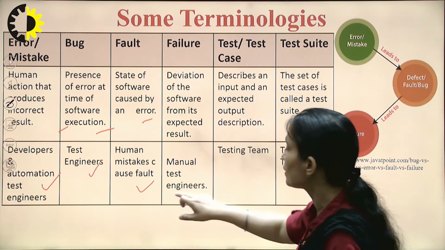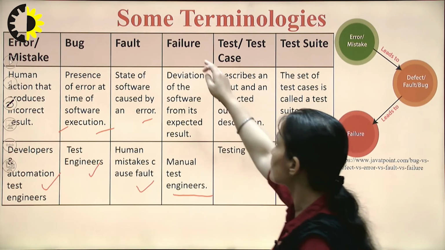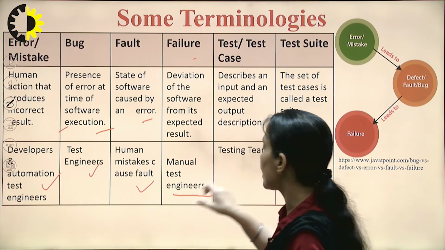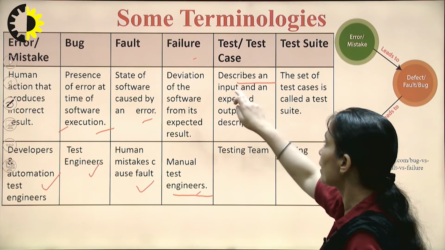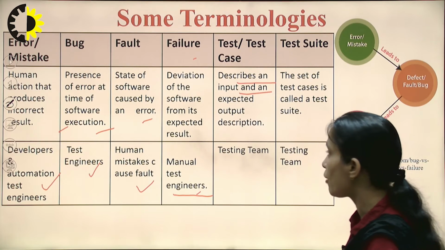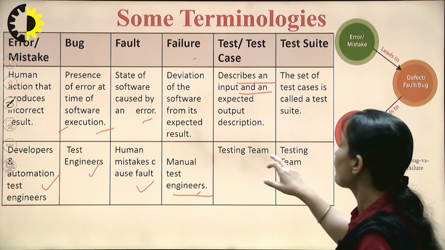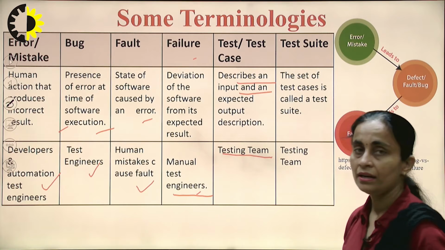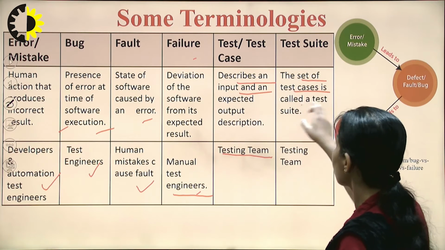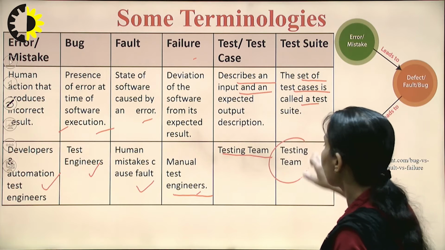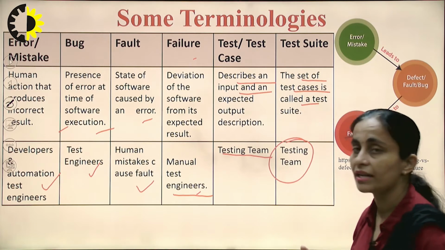So, we are discussing this. Failure is identified by the manual test engineers. Tests or test cases that describe an input and an expected output description are identified by the testing team. Then the set of all the test cases is called the test suite, and the testing team makes the test suite.